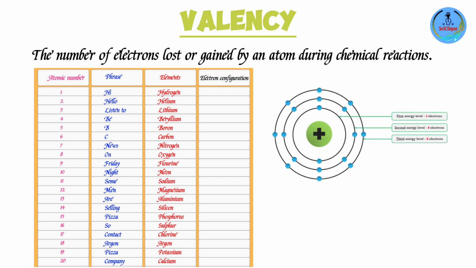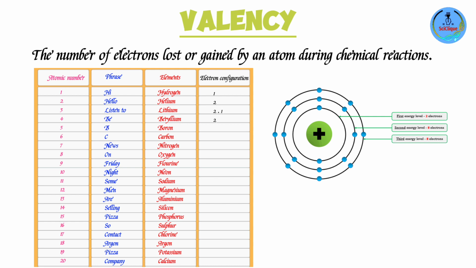Bear in mind that the first energy level can only take a maximum of 2 electrons. Any other electrons will be pushed to the next energy level. Now, energy levels 2 and 3 can take a maximum of 8.